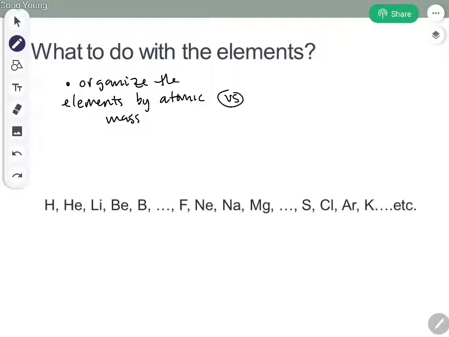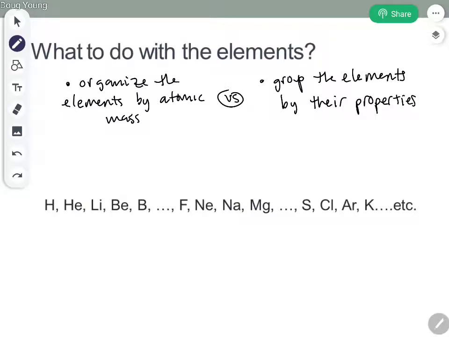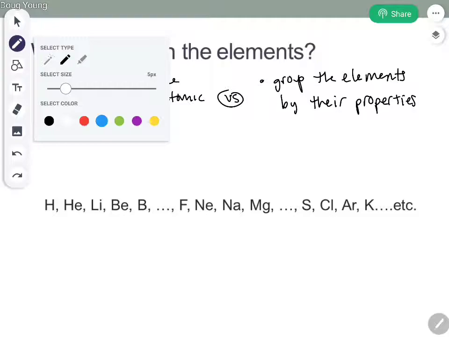But there's another camp that really wanted to group them by their properties. So they really wanted to group the elements by their properties, by their chemical properties. How did they react? What did they do? What did they look like? And there's kind of a debate, which one would make more sense, which one would be better, which one would be useful. And there ended up being a compromise.